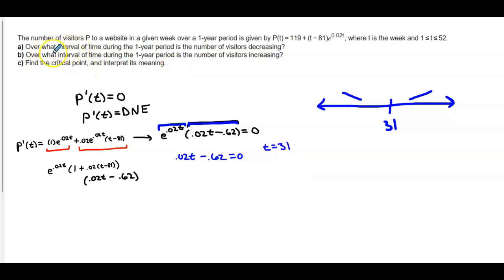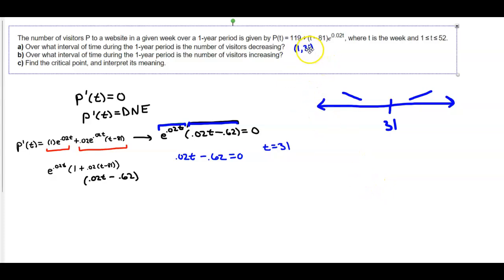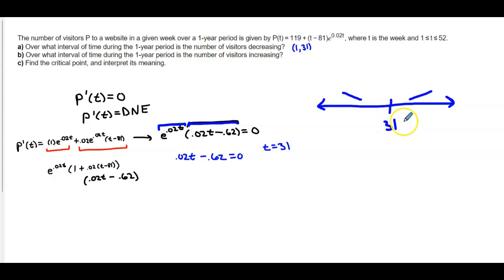So to answer part A, when it says over what interval of time during the 1 year period is the number of visitors decreasing, well, that's just from 1 to our critical point 31. We'll enter it in interval notation, just like that. Right. It's part A. And then, of course, part B is just the right-hand side of this interval. So from 31 onwards up to that 52 is where the function is increasing. Part B.